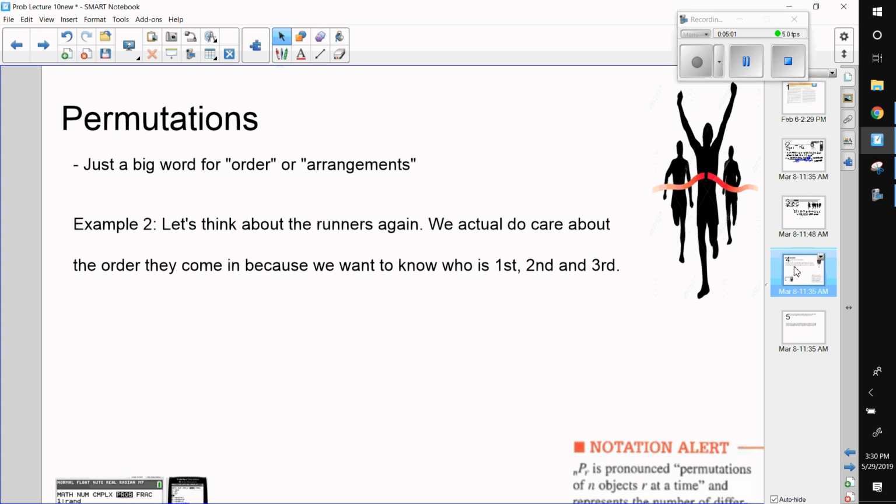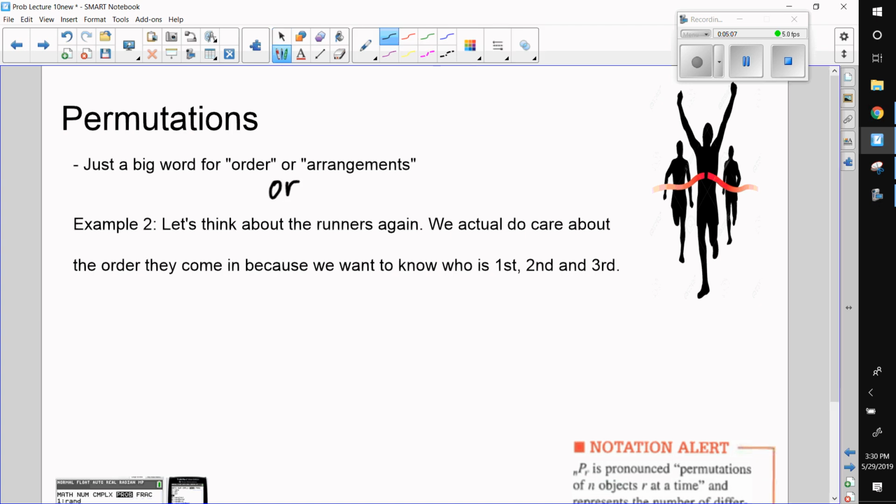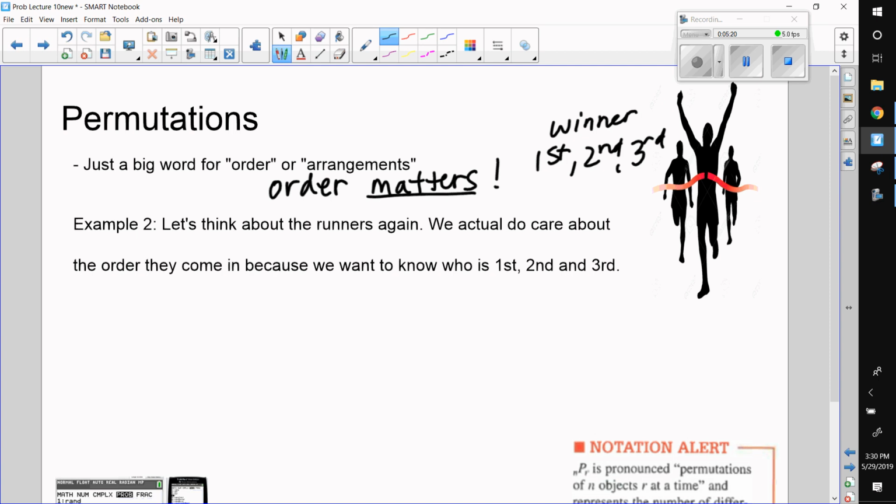So that's why we have this thing called permutation. It's a big word for the order or the arrangement. And in this case here, the order matters. So we're talking about people coming in first, second, third. We want a winner in this case here, or we want to listen to our songs in a certain order. The order of how things come out matters. You want your appetizer before your dessert, etc.